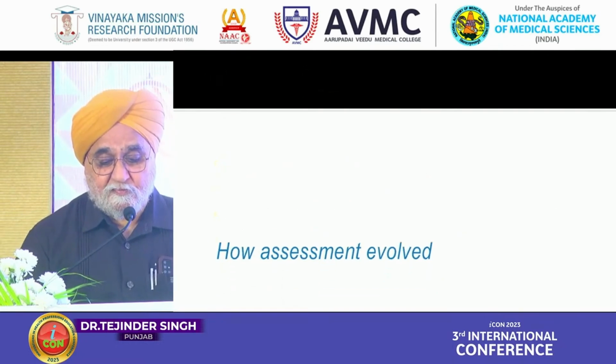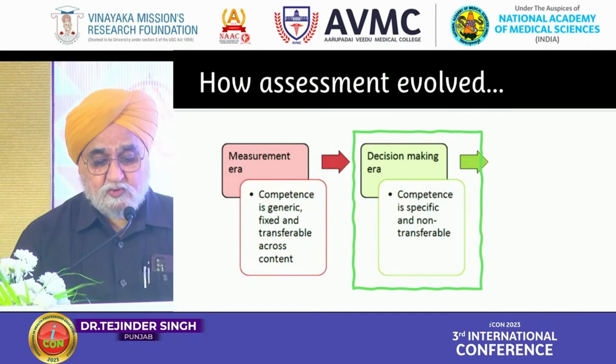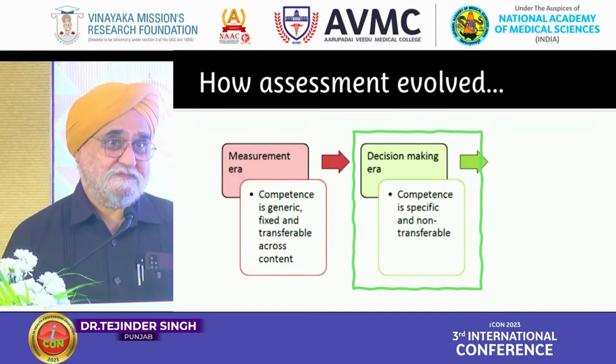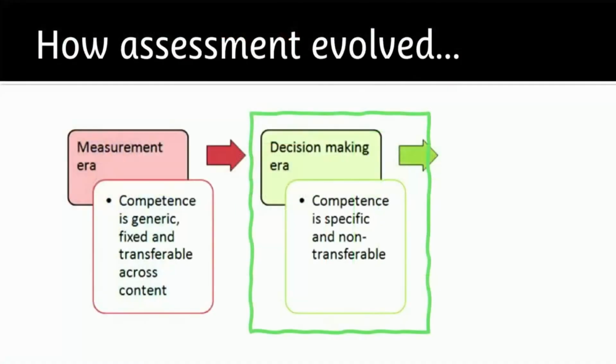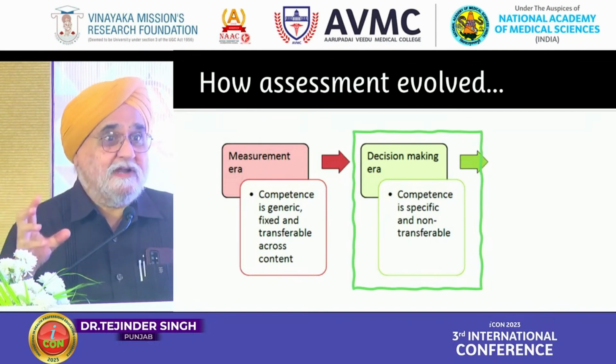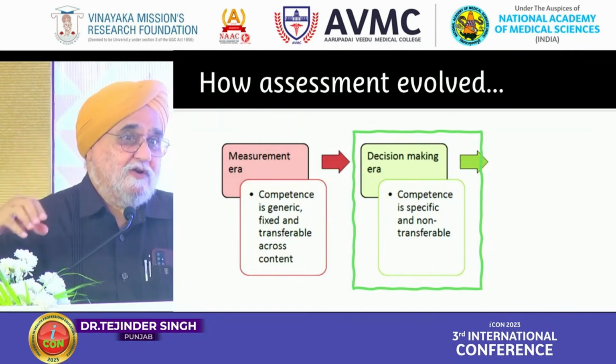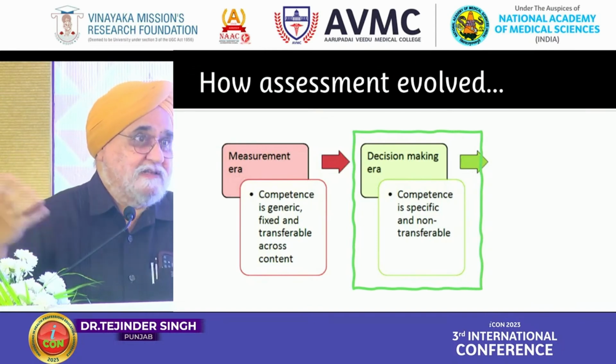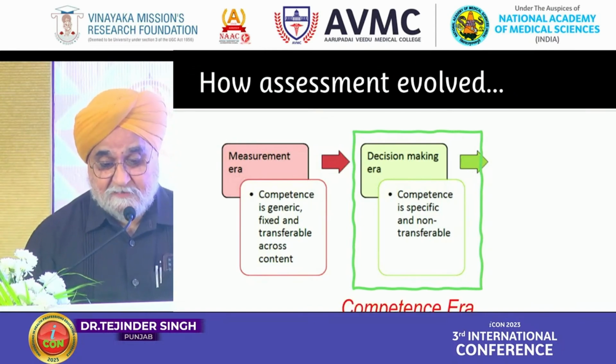Let's move to phase 2. Phase 2 was the decision-making era. And in this era, we believe that competence is specific. So driving a car is different from driving an aeroplane, or making a chapati is different from making a dosa. And it is not transferable. It's not that if you can make a good dokla, you can also make good puri. That doesn't happen. So competence is specific and non-transferable.